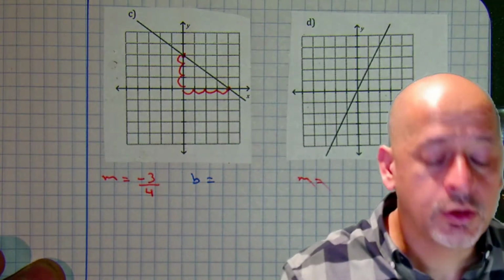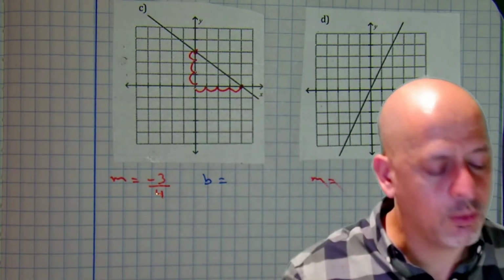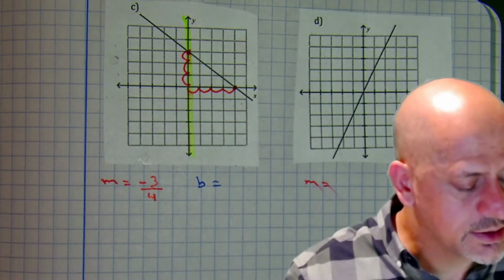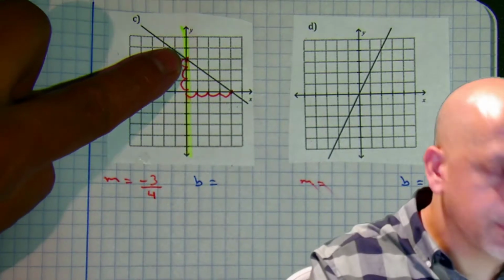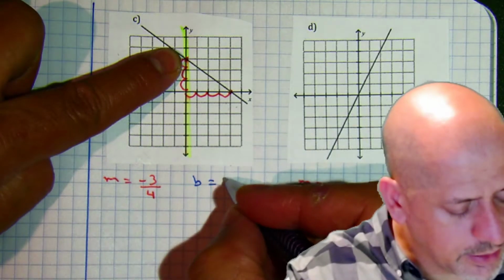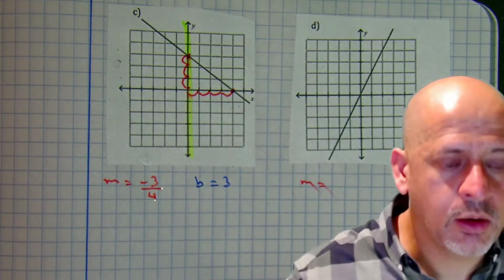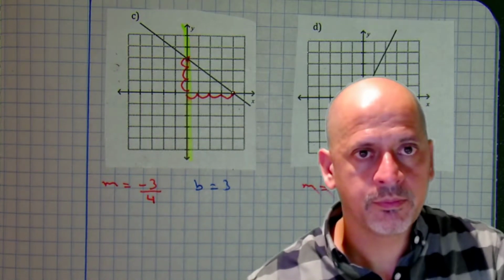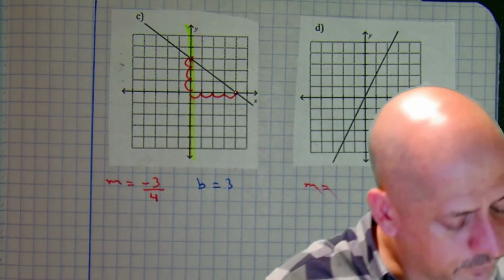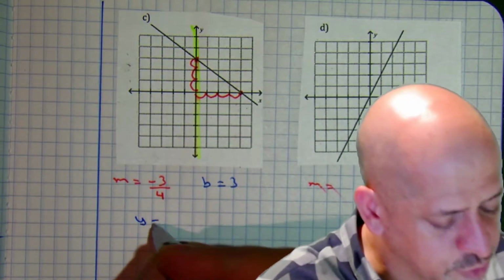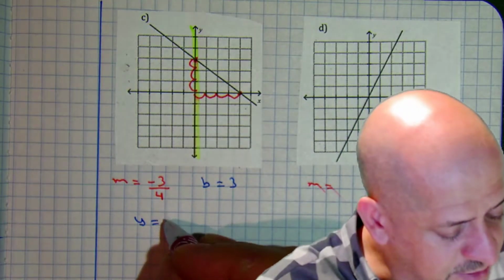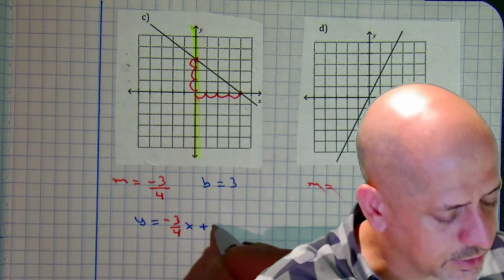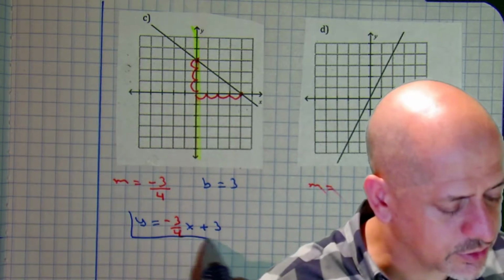And now my b. To find my b, I'm going to highlight my y-axis, which is my y-intercept will be 3. So therefore, my b will be 3. And now we can write down the equation of the line. So therefore, it will be y equals my slope, which is -3 over 4x plus 3. And that is the equation.